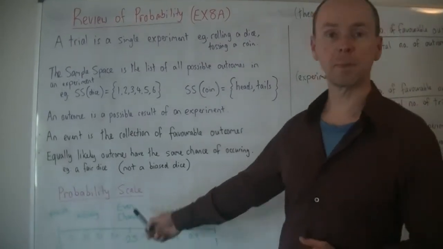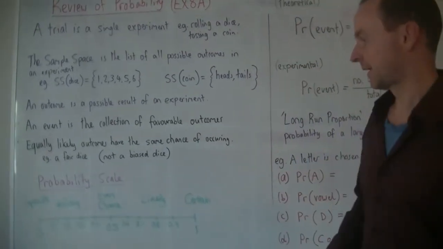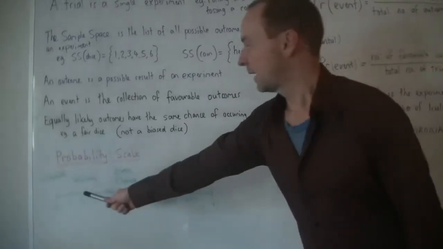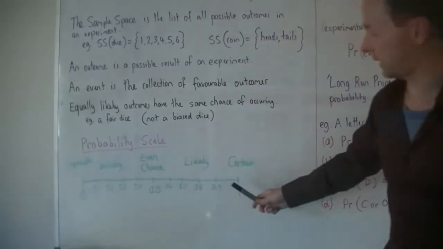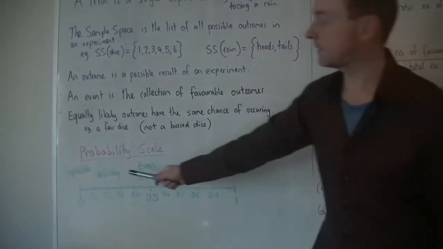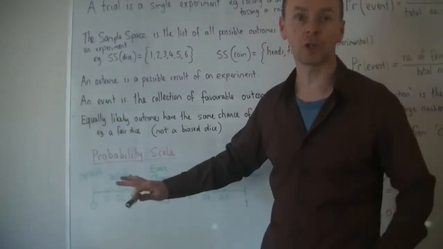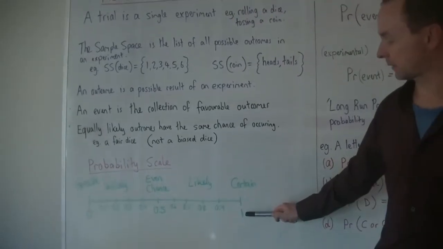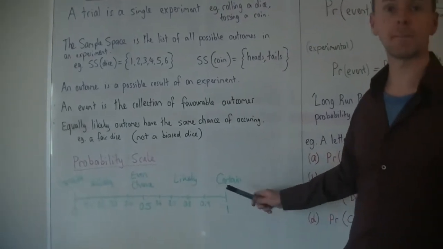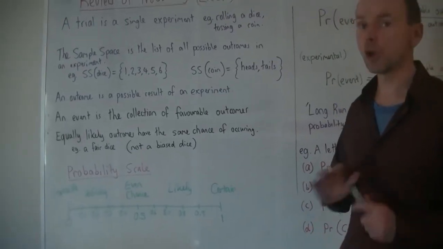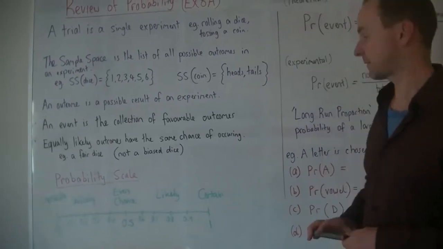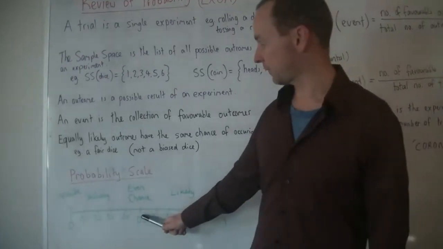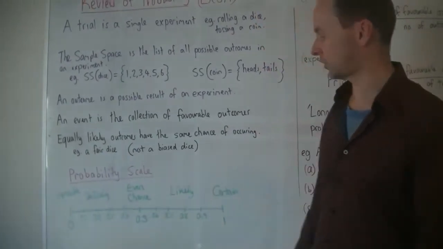Alright, next thing, the probability scale from Year 7 and 8. So you notice it goes from 0. A probability is from between 0, which means it's impossible. It cannot occur, has 0 chance of occurring, all the way up to 1. 1 means it is certain, it must occur. So there's no chance that it cannot occur. It must occur. Right in the middle is 0.5, and we call that even chance.